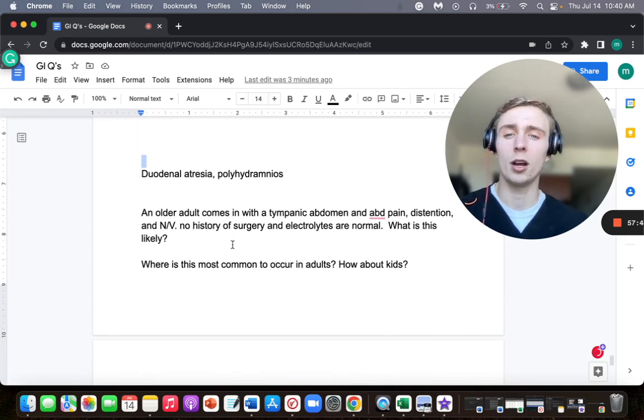Next one, an older adult comes in with a tympanic abdomen and abdominal pain, distension, and nausea, vomiting. So again, older adult, tympanic abdomen, that's the biggest clue here. Tympanic abdomen, abdominal pain, distension, nausea, vomiting, no history of surgery, and electrolytes are normal, importantly. What is this? Where is this most common to occur in adults, and where is it most common to occur in kids? So if you know what the two differences are, you know what this condition is. So where in adults and where in kids?